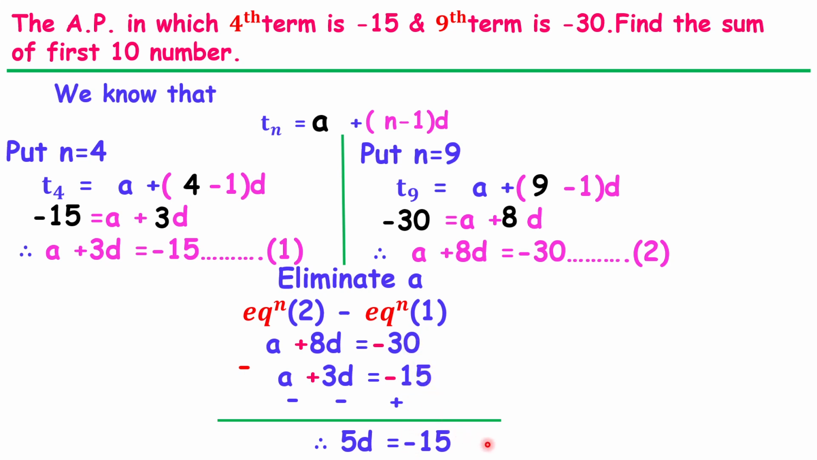30 minus 15 is nothing but 15. We find the value of d. Therefore transfer this 5 to RHS. Multiply becomes divide. Therefore d is equal to negative 15 over 5. 5 3s are 15. d is equal to negative 3.